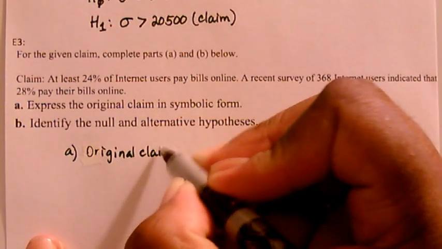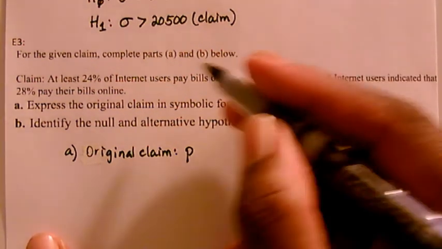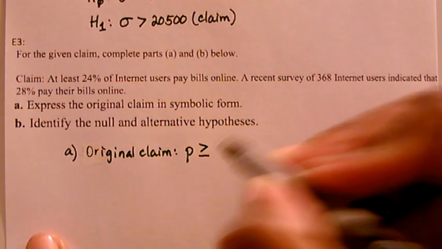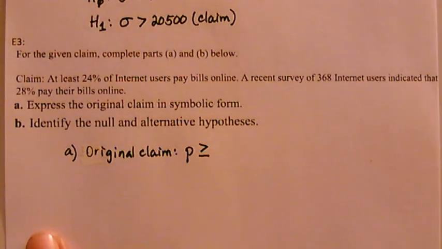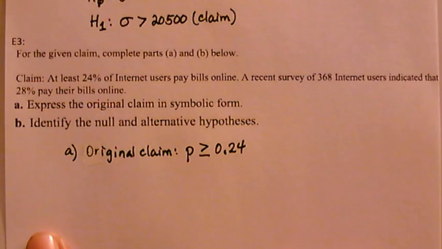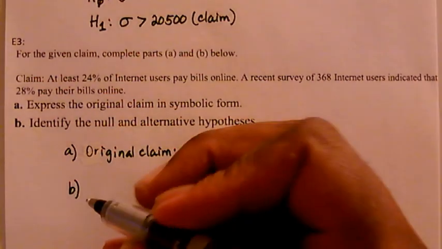So here the original claim is this. We use lowercase p because we're dealing with the percentage. At least 24%. At least will be greater than or equal to. And then 24% as a decimal will be 0.24. If you're given a percent, change it to a decimal by dropping the percent sign and dividing by 100. So the p is greater than or equal to 0.24. That's your original claim. Part B is identify the null and the alternative hypothesis.